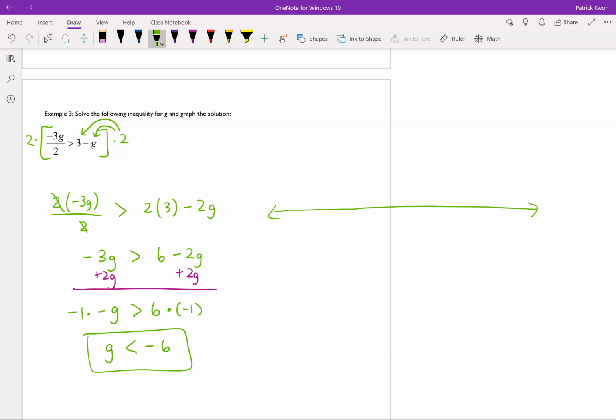And if I were to graph that on a number line, here's -8, -7, -6, and then somewhere down here is 0 and -1 and so on. And I'm going to draw it with an open circle since we're not including -6, and g is less than -6, and that's going to be shaded to this side. So g is less than -6. So that is how we would graph our inequality there.